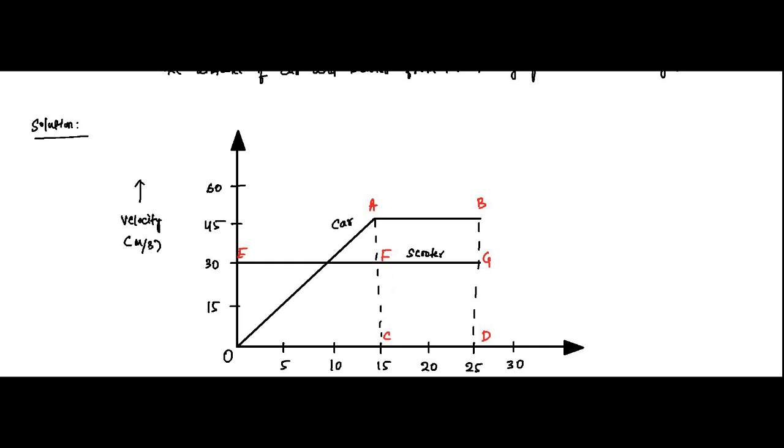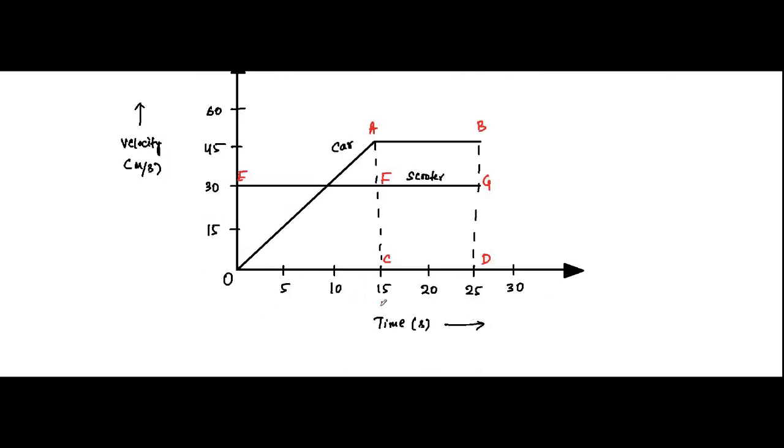Now, up to 15 seconds, that is up to this point, we have to determine the distance covered by the car and the scooter. Now, we know that distance or displacement of an object is the area under the velocity time graph. So, distance covered by the car up until 15 seconds is the area of the triangle OAC, which is 1/2 base, which is equal to OC, into height, which is equal to AC. So it's 1/2 into 15 into 45.